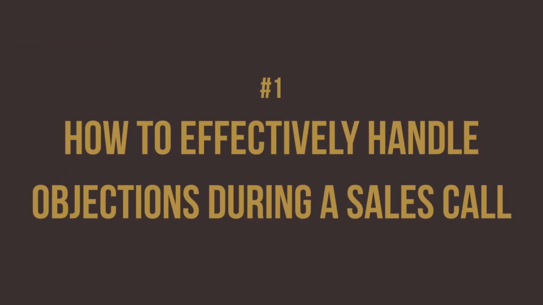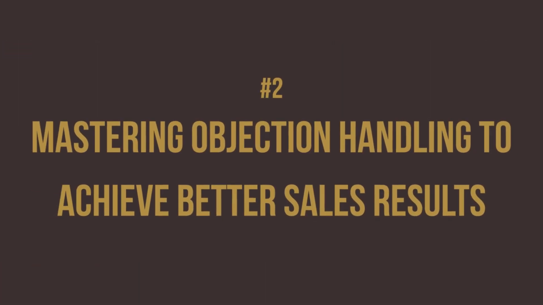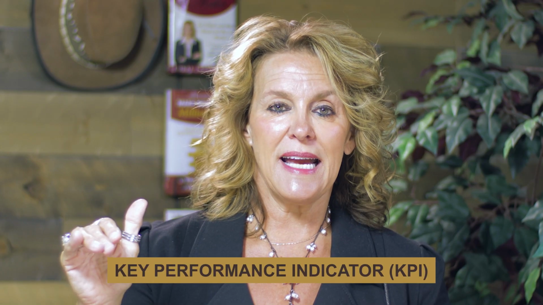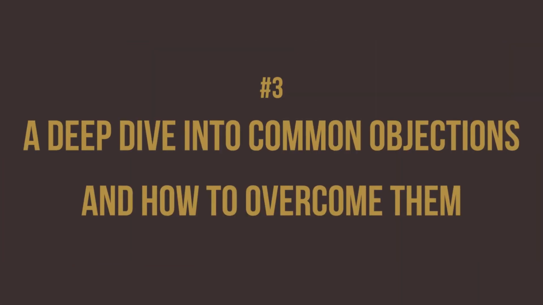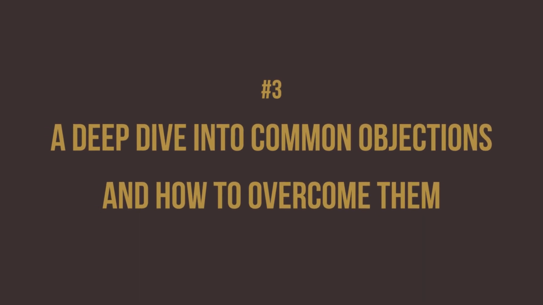The three things I want to talk about today: number one, how do you effectively handle objections on a call? Number two, mastering the objection handling so you actually get a better sales result, and I'm going to talk about some KPIs in there, which are key performance indicators, things you need to be paying attention to crank up your sales. And number three, a deep dive on common objections no matter what you're selling and how to overcome them. So again, get a pen and paper.